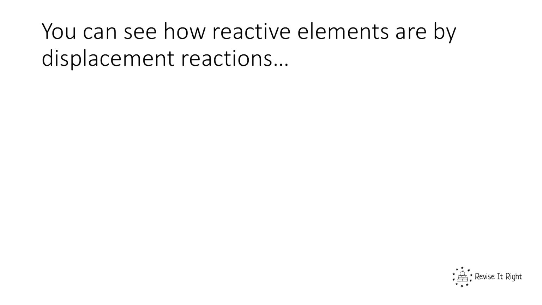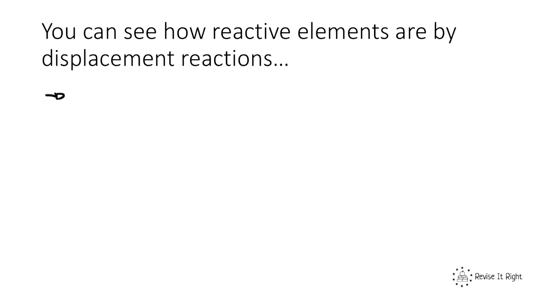Now you can see how reactive elements are, specifically group 7 elements, by something called a displacement reaction. Now a displacement reaction is a reaction where a more reactive element will displace a less reactive element. So let's go through an example.